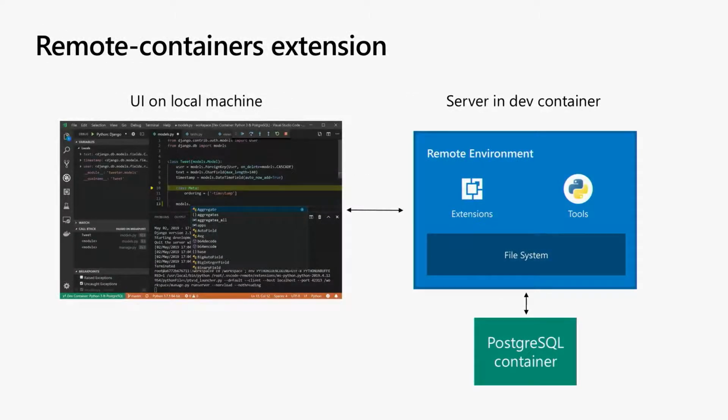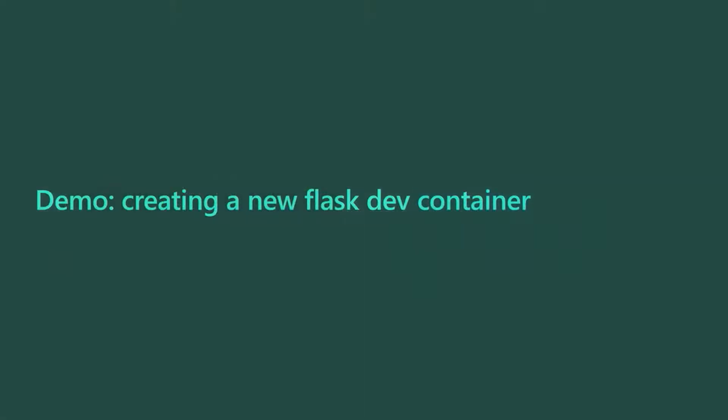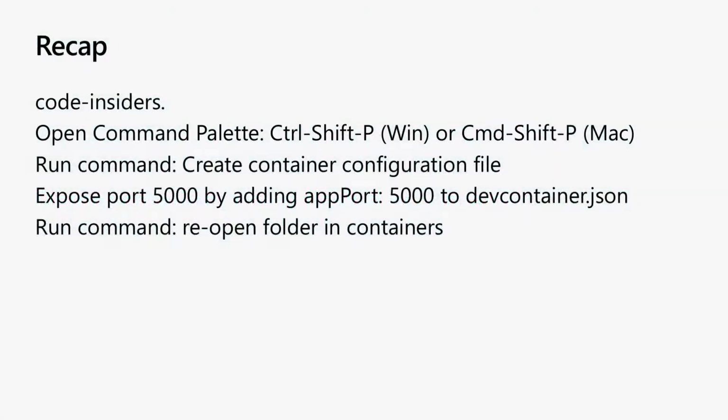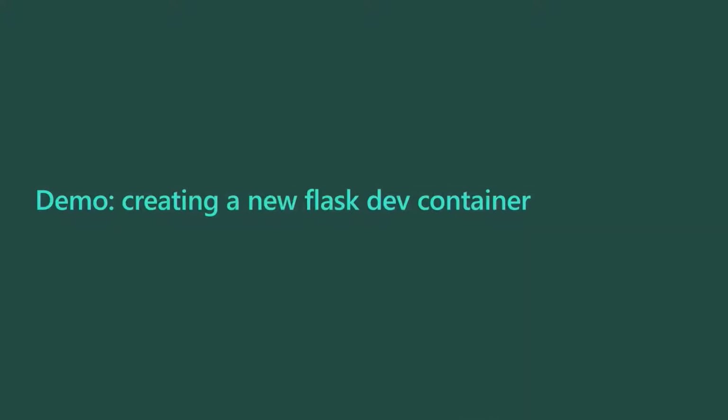What it does, as I mentioned, is that your UI runs on your local machine there on the left. And then there's a server that we run inside of the container that runs your extensions. It talks to the file system, and it can talk to other containers that get spun up alongside your dev container. And so this allows you to get a user interface that feels just like you're developing on your local laptop. And so let's just take the app that we built, and let's just quickly rebuild it inside of a dev container.